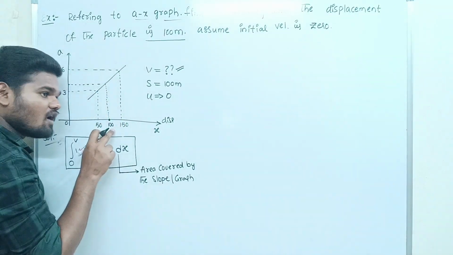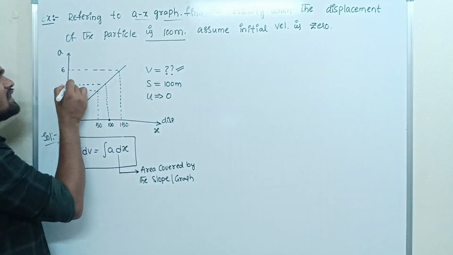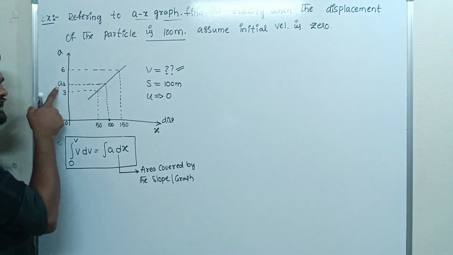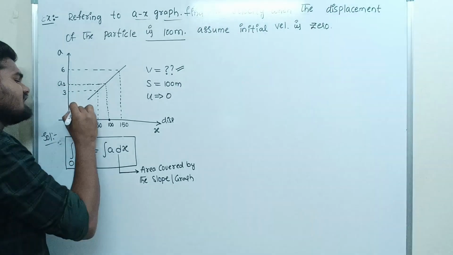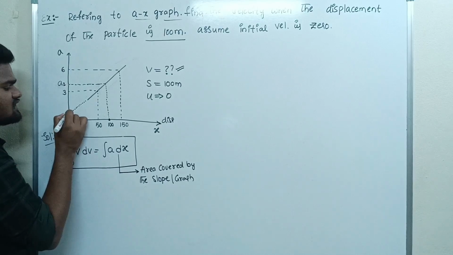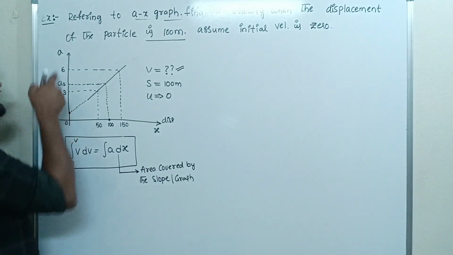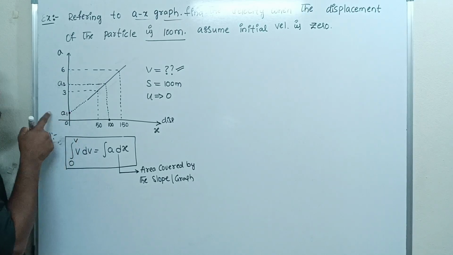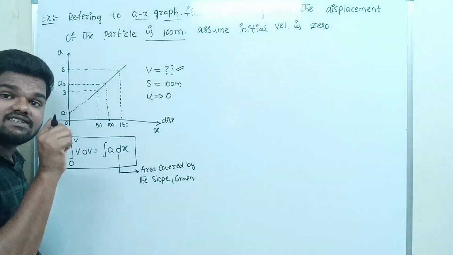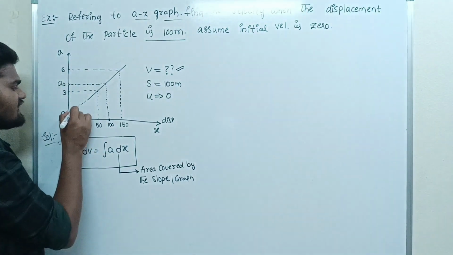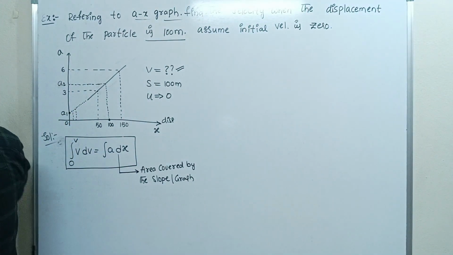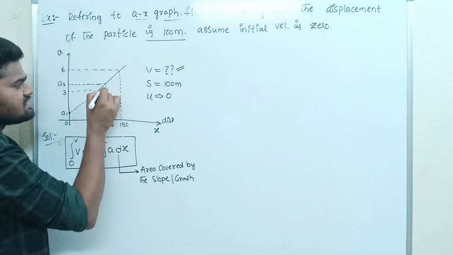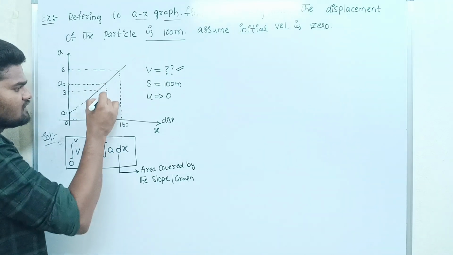When the displacement of the object is 100 meters, at that time I am taking the acceleration of the particle as a2. Acceleration of the particle is a2. So I'm just extending this line. At this point, I'm taking the acceleration of the particle as a1. Acceleration of the particle is a1. Now what do we have to find? Just we have to find out this area covered by the graph. Have a look. What we have to find? We have to find this area covered by the graph.